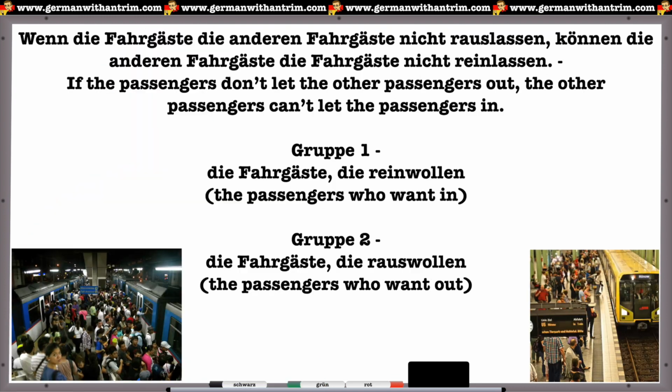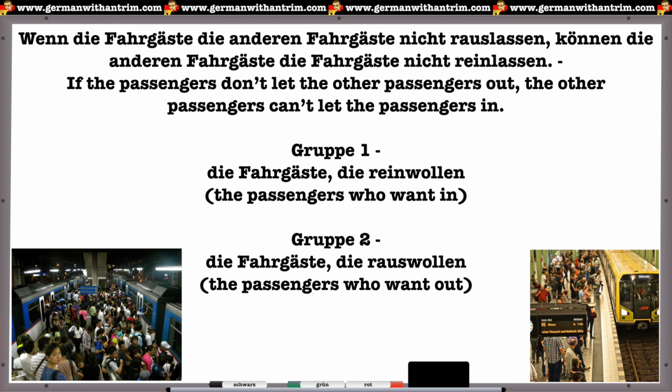For example, wenn die Fahrgäste die anderen Fahrgäste nicht rauslassen, können die anderen Fahrgäste die Fahrgäste nicht reinlassen. If the passengers don't let the other passengers out, the other passengers can't let the passengers in. This sentence gives us a sort of baseline for the original clause.